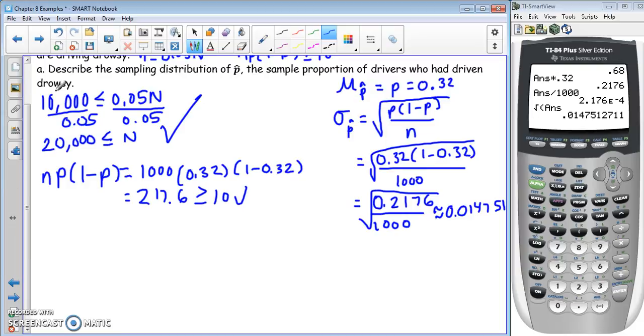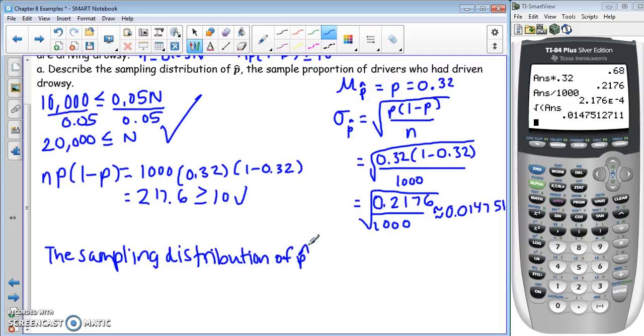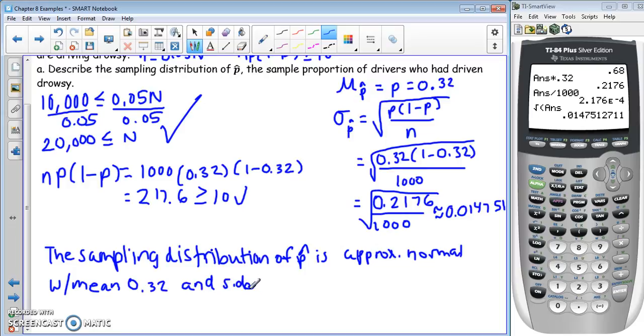So we're going to say here that the sampling distribution of p-hat is approximately normal with mean 0.32 and standard deviation 0.014751.